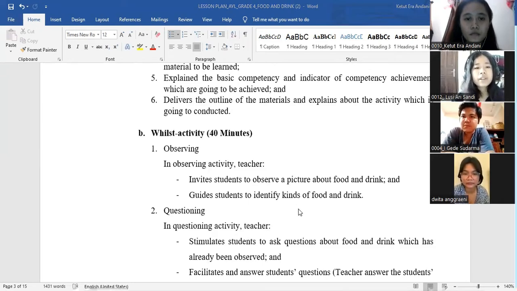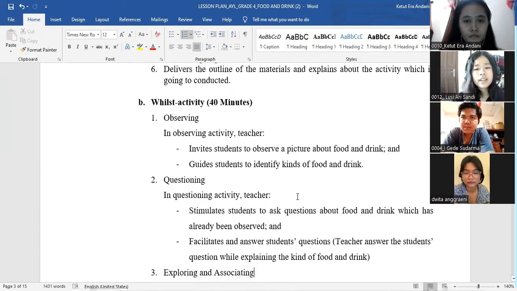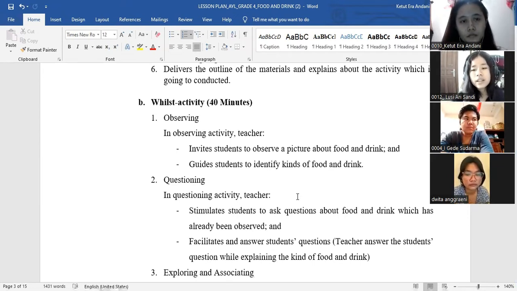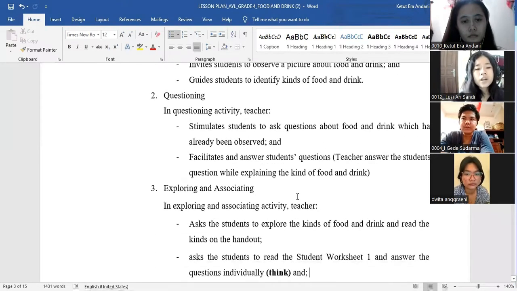B. Whilst activity, 40 minutes. Number 1, observing. In the observing activity, teachers invite students to observe a picture about food and drink and guide students to identify kinds of food and drink. Number 2, questioning. In the questioning activity, the teacher stimulates students to ask questions about food and drink which have been observed, and facilitates and answers student questions, or the teacher answers the student questions while explaining the kinds of food and drink.